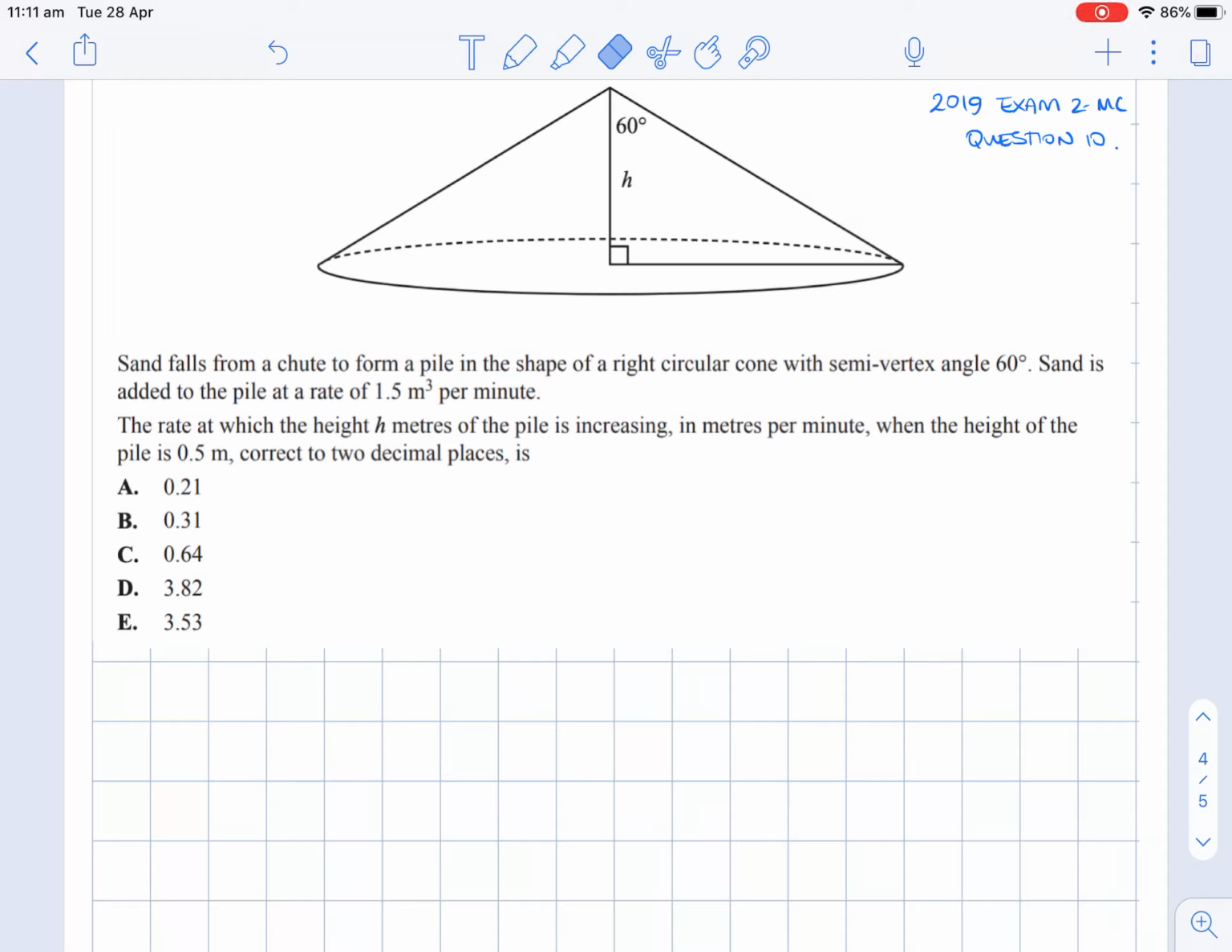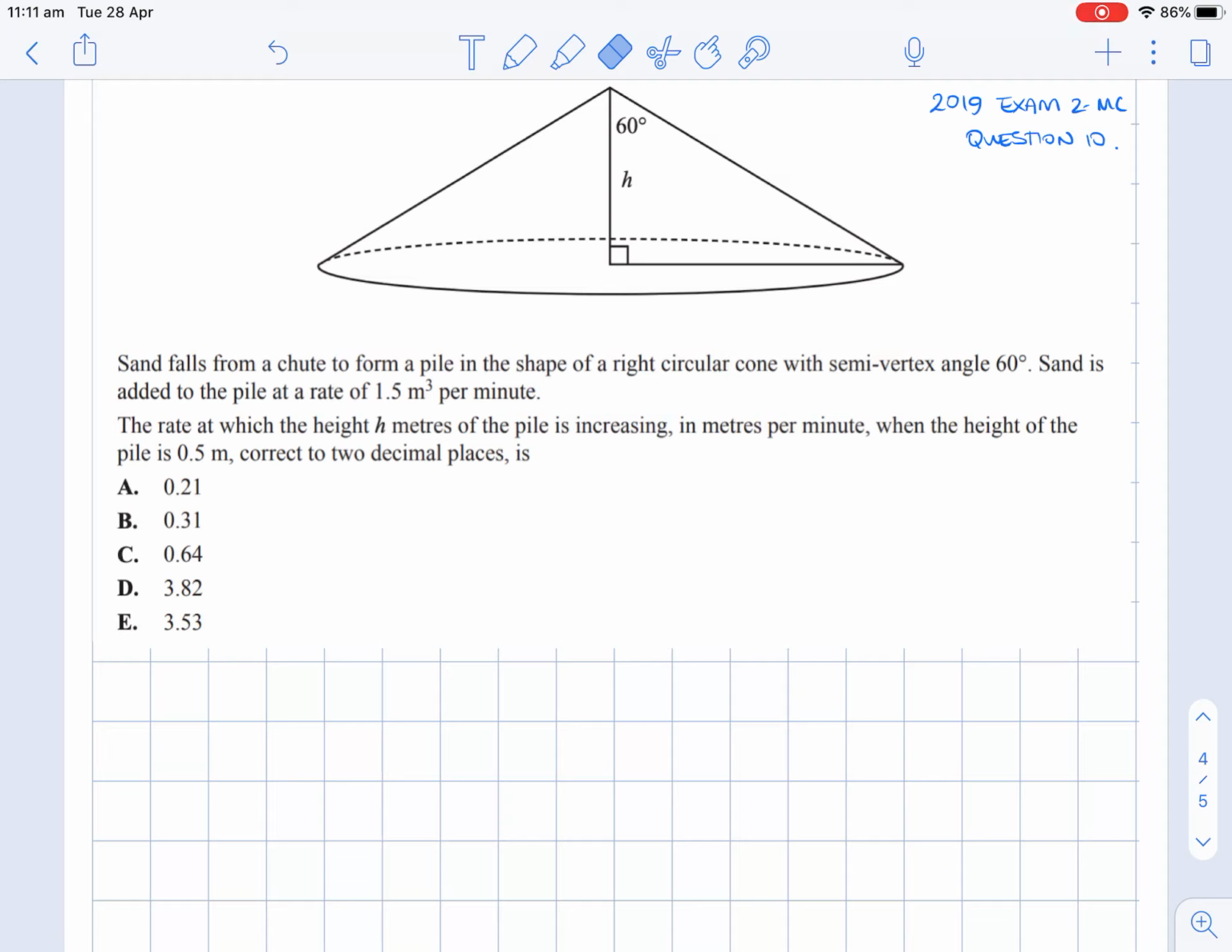Alright, so this is our exit task for today's lesson, and it's come straight from 2019 exam 2, question 10. So it'll be really interesting to see how quickly I can do this question once I start it, because really we should be trying to do every multiple choice question in about a minute and a half. So that's pretty speedy. So let's start the timer now.